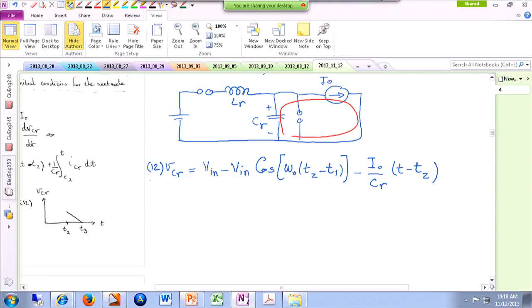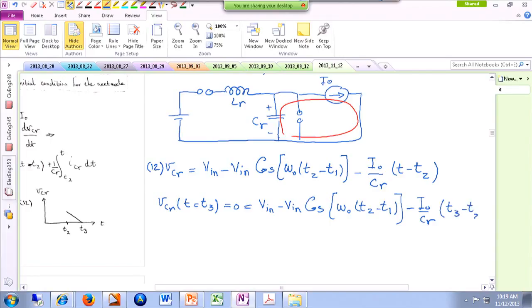This lasts until VCR tries to get negative, and it is not allowed to get negative because there is a diode there, and the diode is going to turn on. So let's say VCR at t equals T3 gets zero. All right. So this is an expression we can use to calculate T3, or T3 minus T2, which is the duration of this mode.